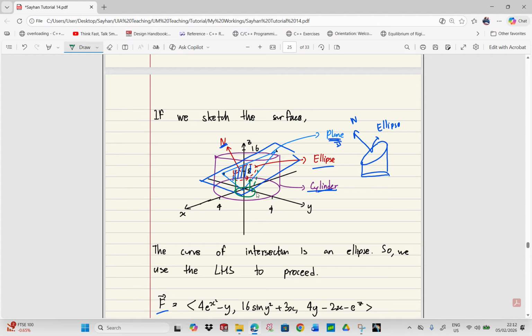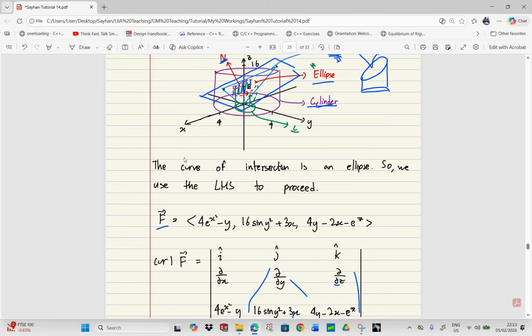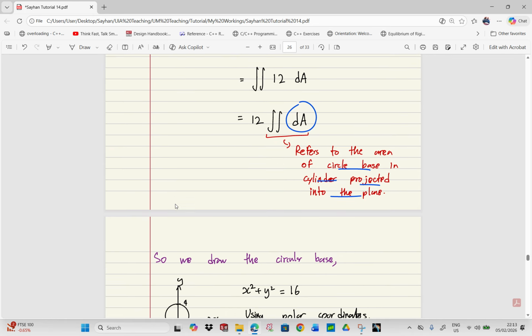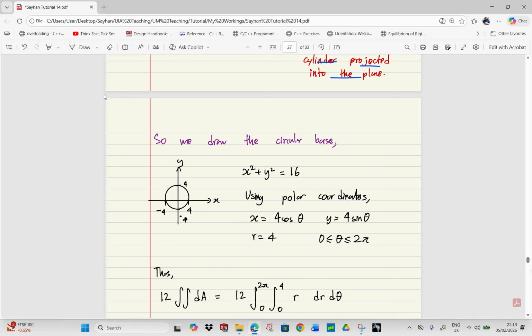So we need to find the contour of the circle itself. We're more interested in the contour of the circle. The ellipse contour is what we're not interested in, because the ellipse is basically the surface that we projected up to. In this case, our circular base is x squared plus y squared equals 16, because that's based on the cylinder equation earlier.